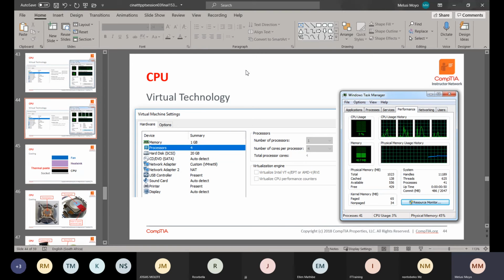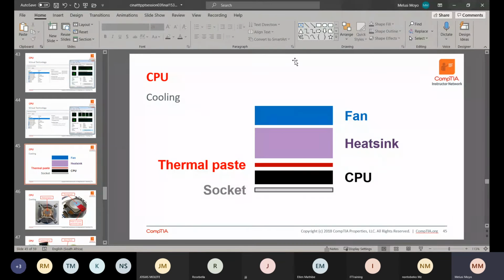Next, let me see what's next. Virtualization technology. And then the cooling system, now, we have what we call the fan. So you see that on top of the CPU, we apply what we call the thermal paste. So in this diagram, there is the socket at the bottom, right? We have looked at different types of sockets. We looked at the AMD socket. We looked at the Intel socket.